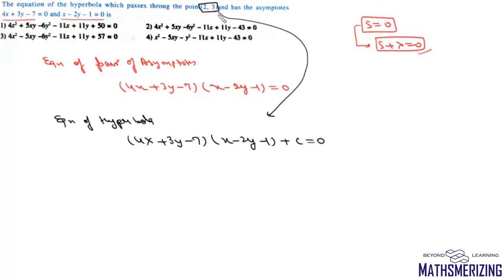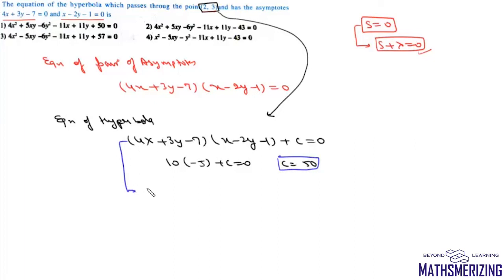So we'll put x as 2 and y as 3. So it'll be 8 and 9, 17, 17 minus 7, it is 10. And here it will be 2 minus 6 minus 1. So it'll be minus 5 plus c equals 0. So that means the value of c is simply 50. Now once we have this value of c, we can write the equation of this hyperbola.